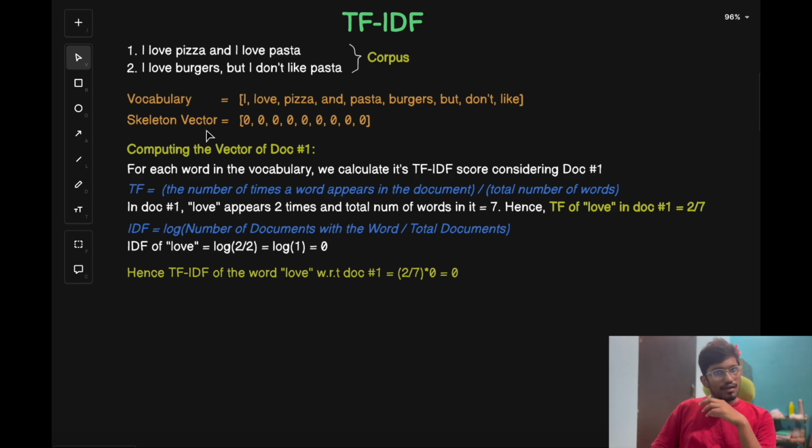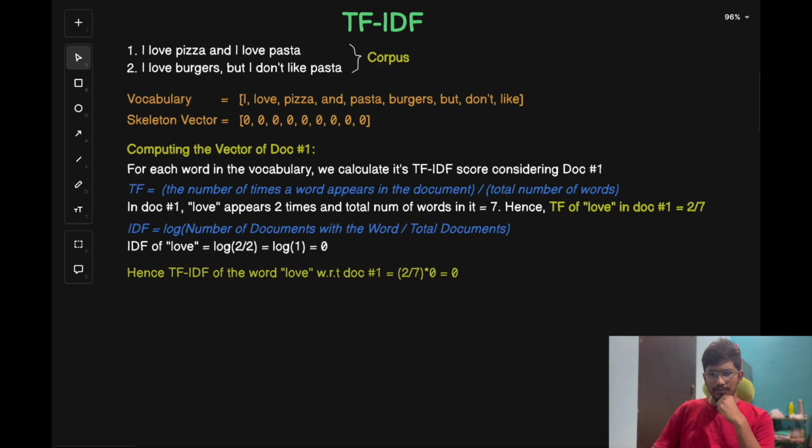So here's the catch. Since the word love appears in both the documents, its IDF score is 0, which means that the word love is not very informative, at least not when comparing both these documents. So finally the TF-IDF score for the word love will be TF into IDF. Again, TF is 2 by 7 and IDF is 0. So the TF-IDF score will be 0.